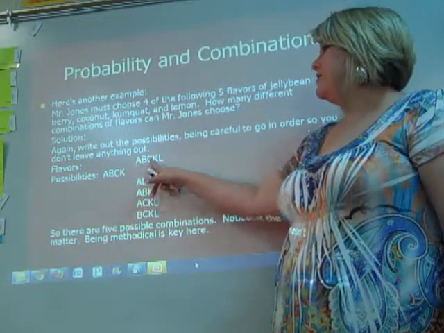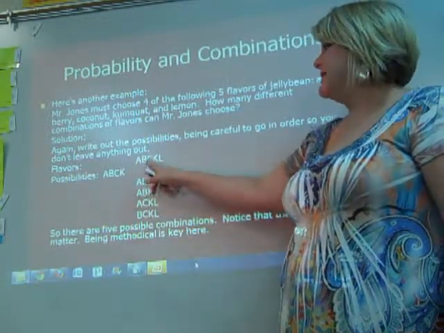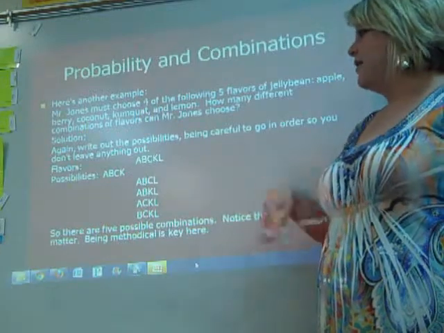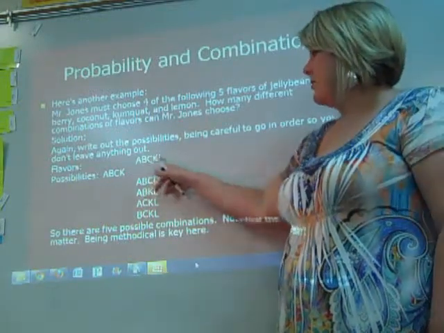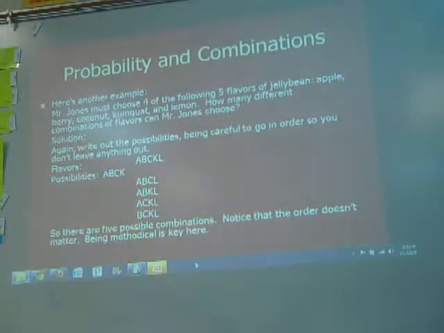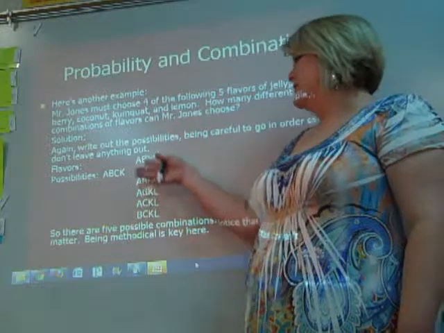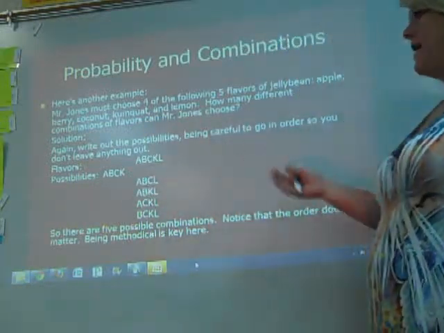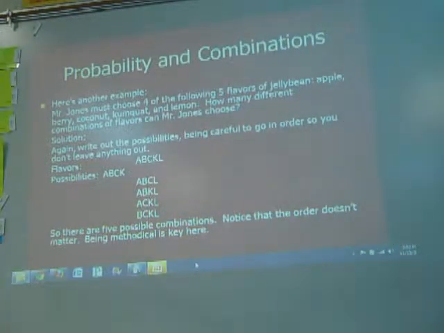So now we're going to move to starting with AC, A, C, K, L. Now we've done all the combinations that start with A, so the only one left, B, C, K, L. So there's 5 possible combinations. Notice that the order doesn't matter, and being methodical is the key here, to have a method for how you're going to list all the possibilities.